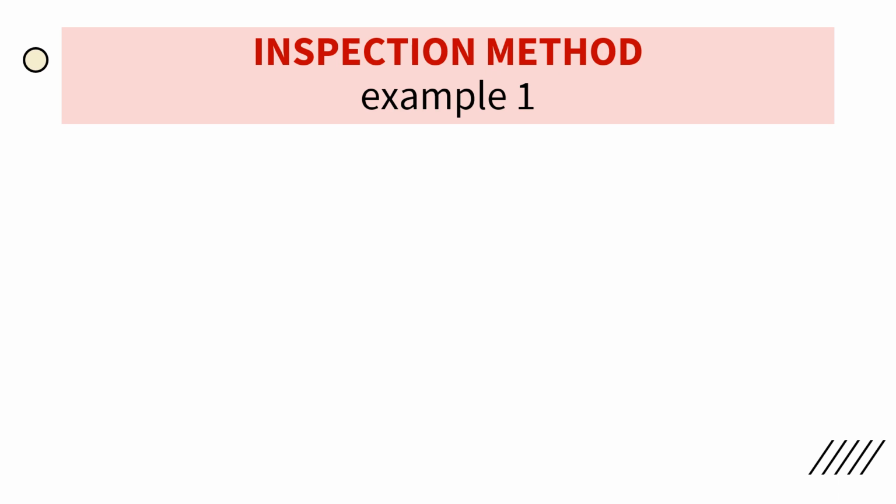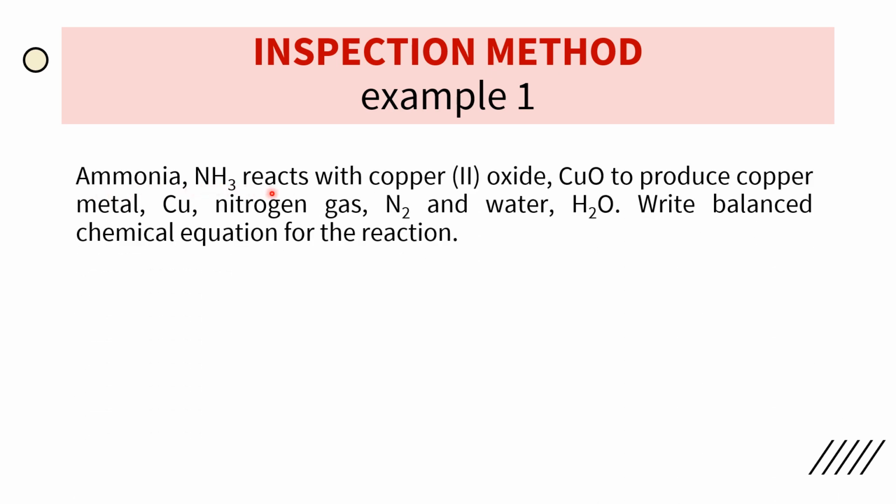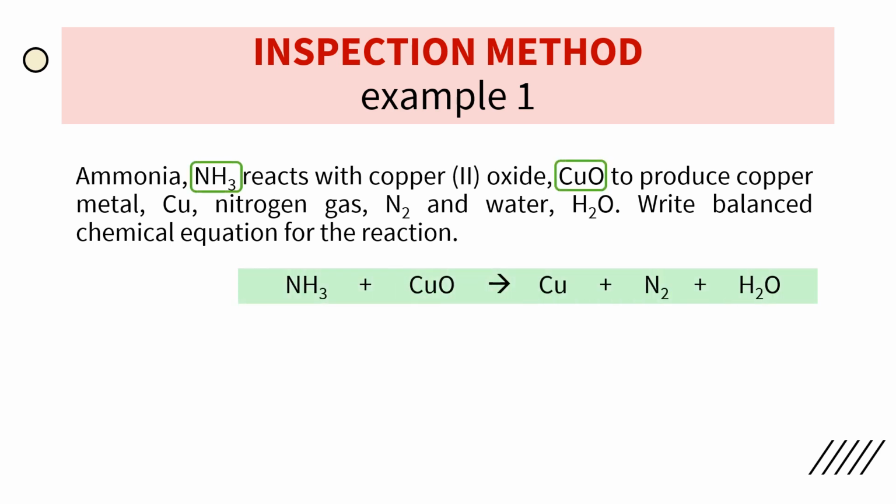Inspection method, example 1. Ammonia NH3 reacts with copper(II) oxide CuO to produce copper metal Cu, nitrogen gas N2 and water H2O. Write the balanced chemical equation for the reaction. First, we write all the reactants and products. NH3 and CuO are the reactants, while Cu, N2 and H2O are the products. Di sebelah kiri, anak panah on the left is reactant. Di sebelah kanan, anak panah on the right is the product.